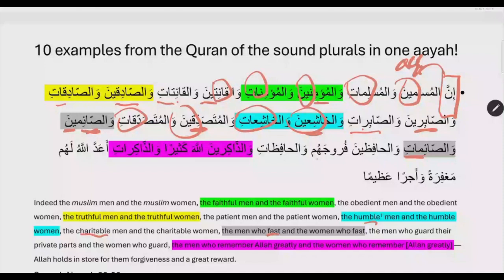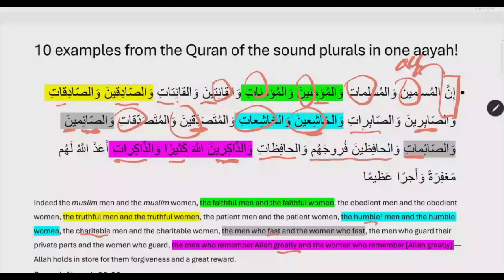Hafidhina Furujahum, this phrase here, wal Hafidhat. So Hafid is to protect, right? And the Furuj are to do with the private parts. So the male who protect their private parts, as well as the females that do the same thing. And the men who Zakar from Zikr is to remember Allah. So Zakirin Allah, here's one masculine plural that remembers Allah much, and with Zakirat, right? So they remember Allah greatly or very often and frequently.